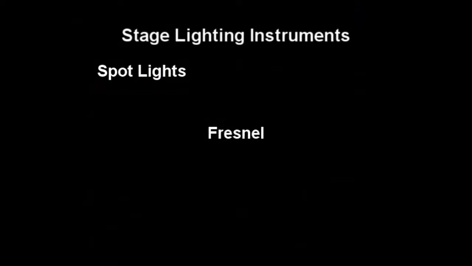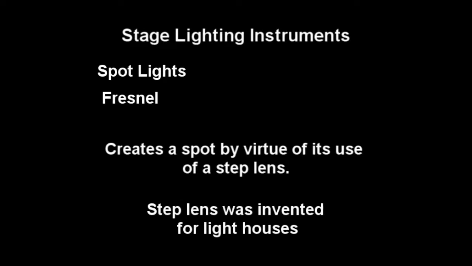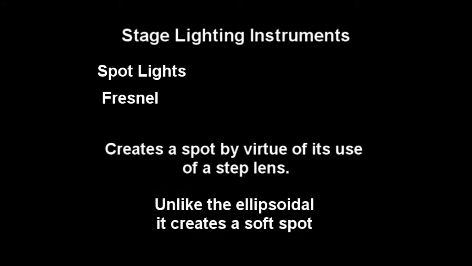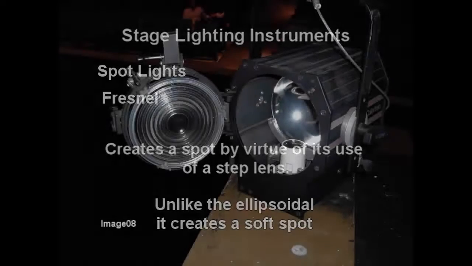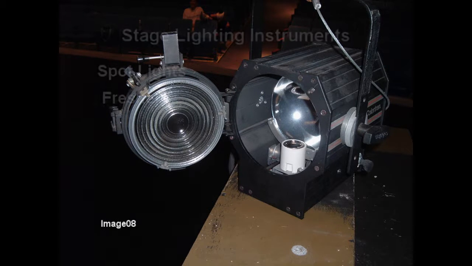The Fresnel spotlight utilizes a single, uniquely designed lens to create its spot. The Fresnel is named for the French physicist who invented the instrument's lens, which was initially used in lighthouses. This instrument creates a soft spot that can be resized through the focusing process. This soft spot is created through the use of the Fresnel's stepped lens. The Fresnel can be used as a specialty spot, creating a soft spot on a featured player. Its soft spot also makes it ideal for filling in areas left unlit by the general lighting of the stage.